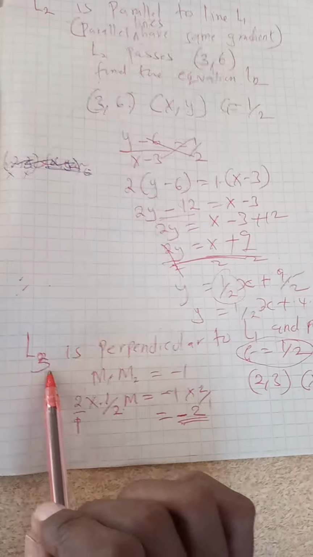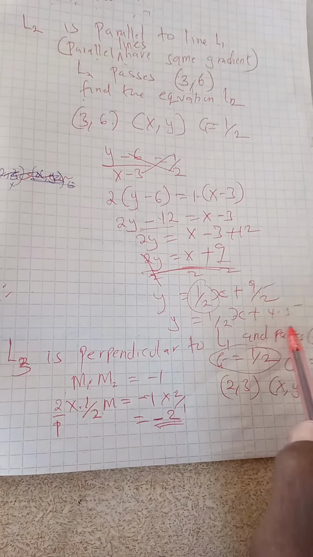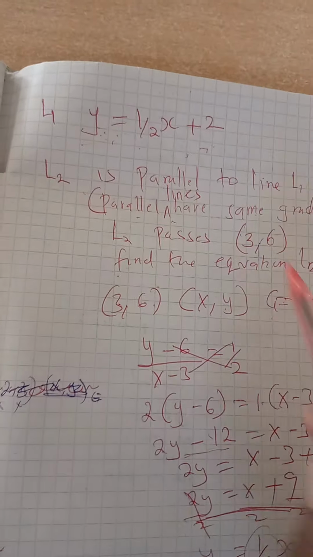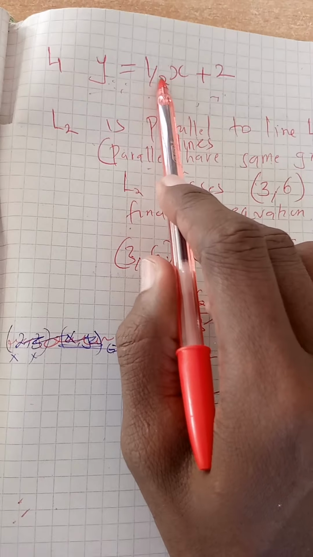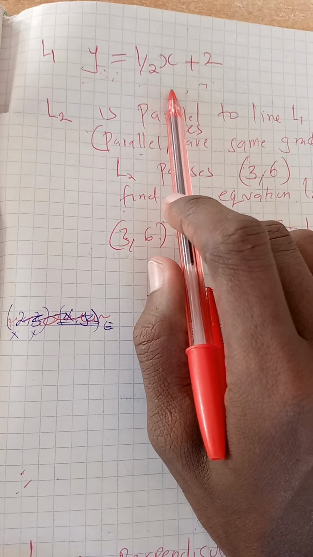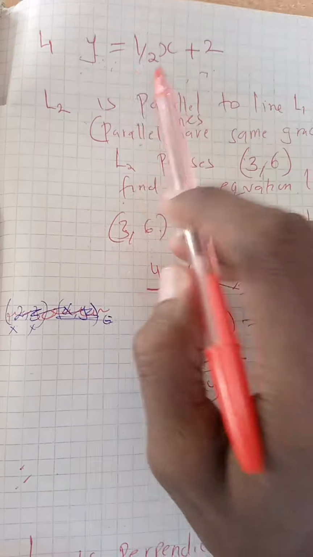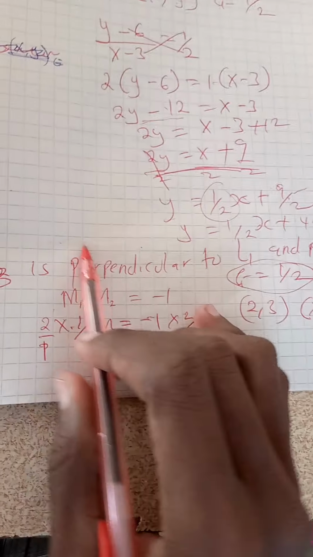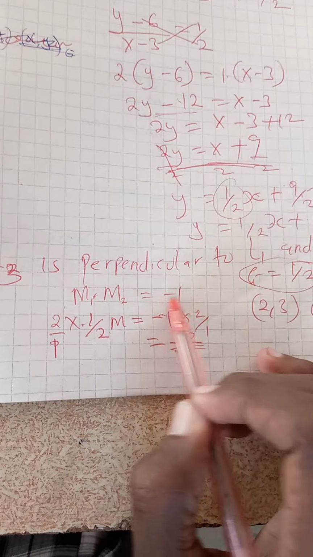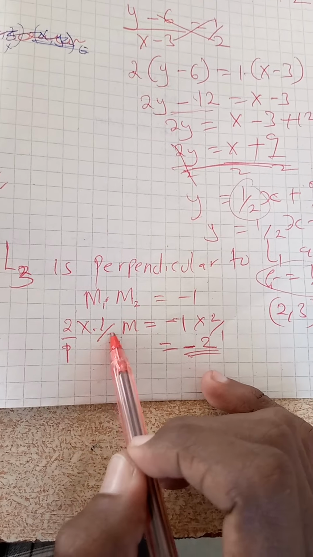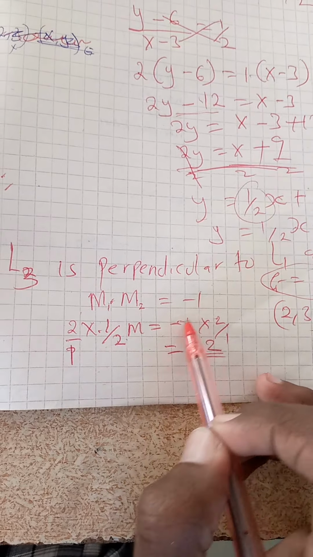Then we are also given that line 3 is perpendicular to line 1 and passes through this point. Remember now, in our line 1, the gradient is a half. Now, if the lines are parallel, we are told that they have the same gradient. But if they are perpendicular, that means what? The gradient will be different. So here we take m1 times m2 is equal to negative 1 for perpendicular lines. So therefore we have half m is equal to negative 1.